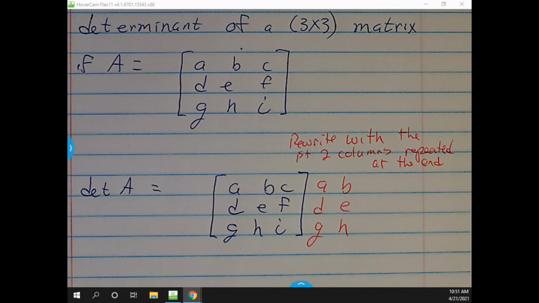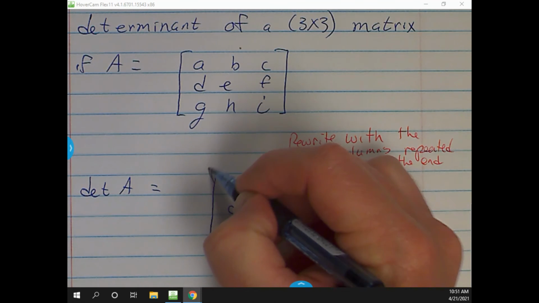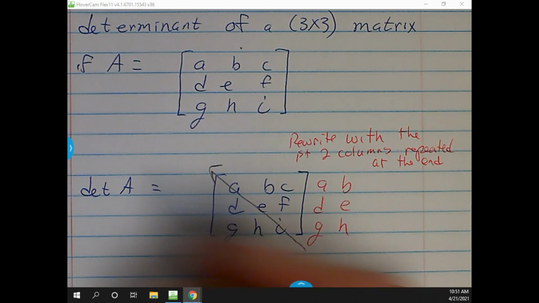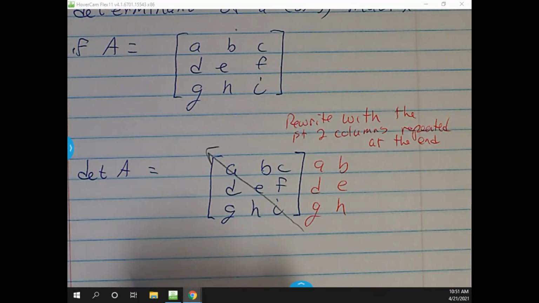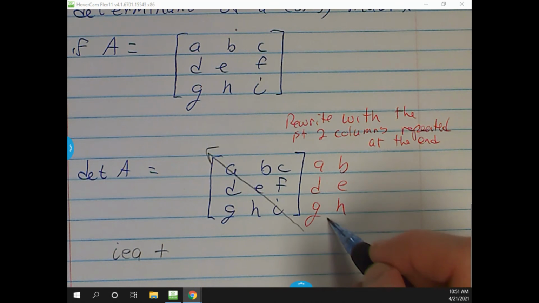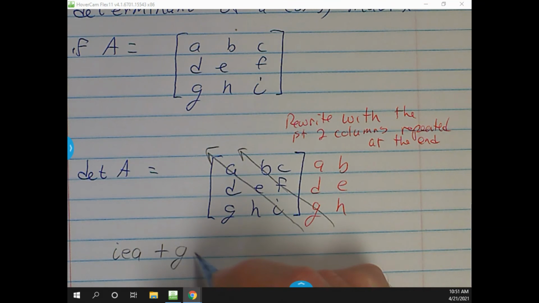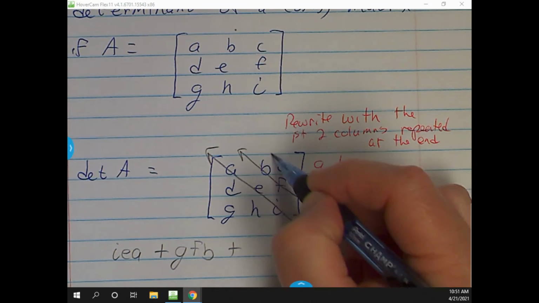So here's what we're going to do. You're going to do the cross products like we were doing before, but we're going to multiply three numbers because it's a 3 by 3 matrix now. So we're going to multiply I times E times A. I'm going to put this below it here: I times E times A. We're going to add that to G times F times B, and we're going to add that to H times D times C.